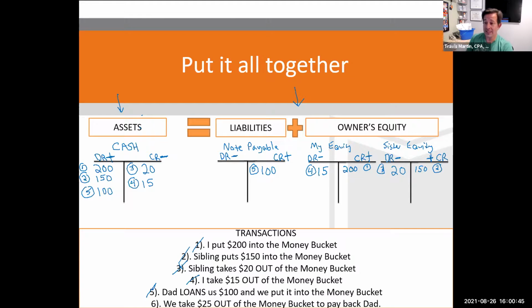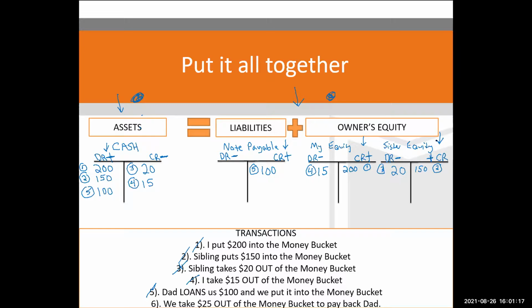So, Hunter, the idea is if the account is on the left-hand side, it goes up on the left-hand side of the account. If it's on the right-hand side, it goes up on the right-hand side of the account. So it's almost like the accounts go up and down according to the side of that equation that they're on. Did that kind of help? Yeah, thank you. Okay, no problem.